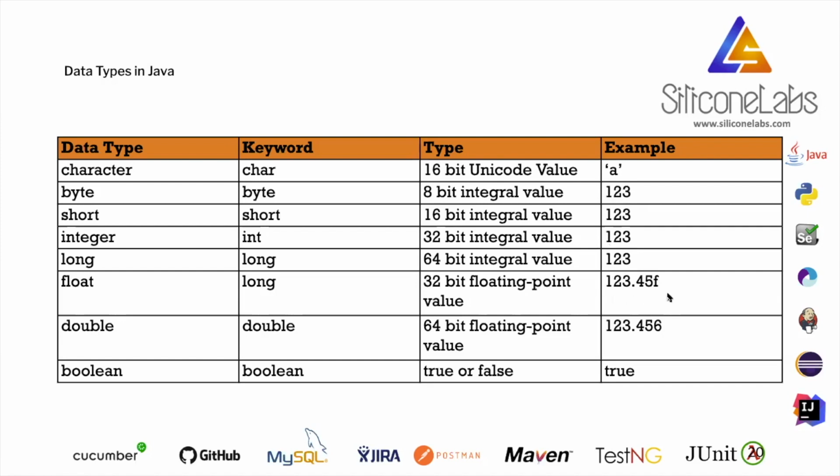We have float here. Float is holding some decimal pointed numbers. And while we are using float, we are using the F keyword. And we have double. Double is also holding decimal numbers. And boolean is holding a true value. This true value can also be false.